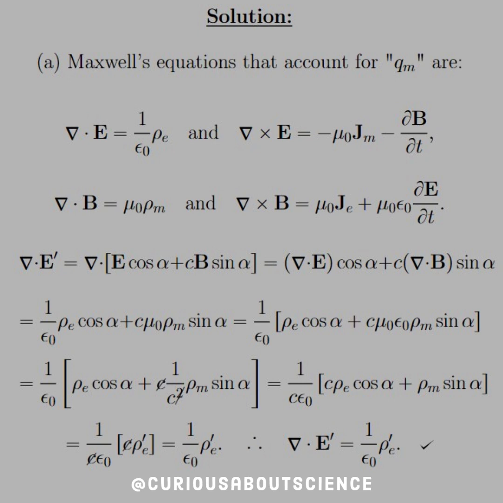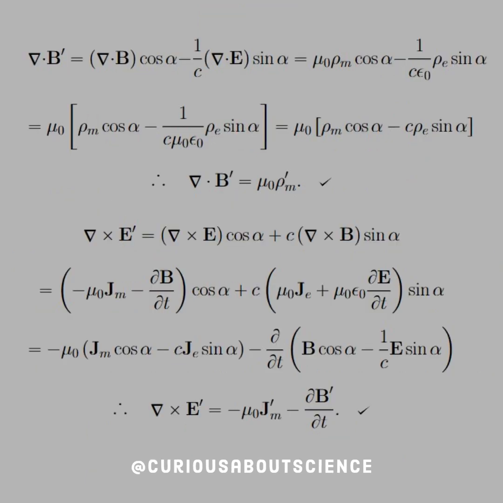That's pretty darn cool. All right, so if we do a similar method and just expedite the process, we take the divergence of both, plug in accordingly from the equations, and then simplify down, and we see that the divergence of B prime is equal to mu naught rho m prime.